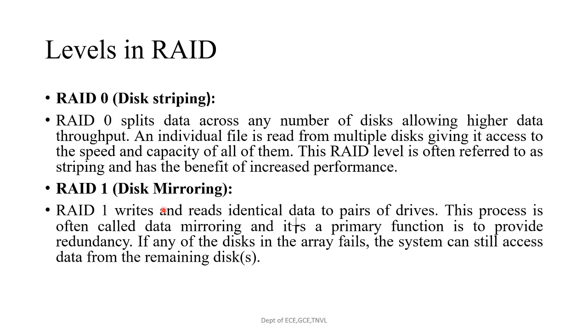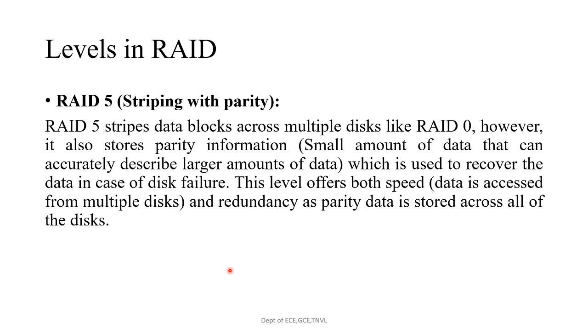RAID 1 is disk mirroring. RAID 1 writes and reads identical data to pairs of drives. This process is often called data mirroring, and its primary function is to provide redundancy. If any of the disks in the array fails, the system can still access data from the remaining disk.